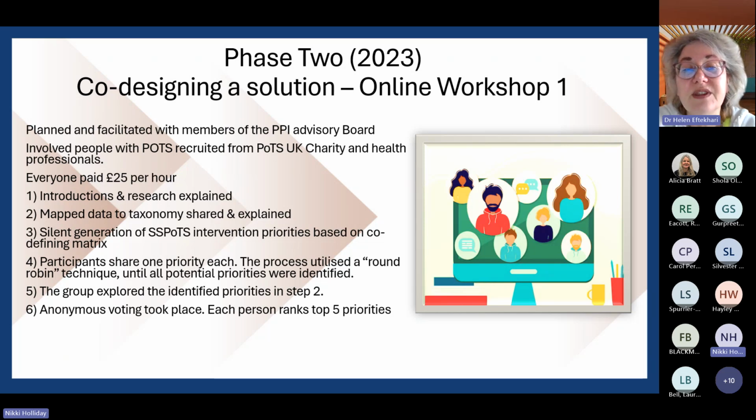Then the next person would share a different priority. We did this in a round robin technique, going around each person to find out what things they thought were important until all potential priorities were identified. So let's say in the first round the workshop had 11 people in it, and all 11 people had a priority they spoke about. In the second round, you may only find 4 people had said what their priority was. We kept going round until everybody had identified a priority.